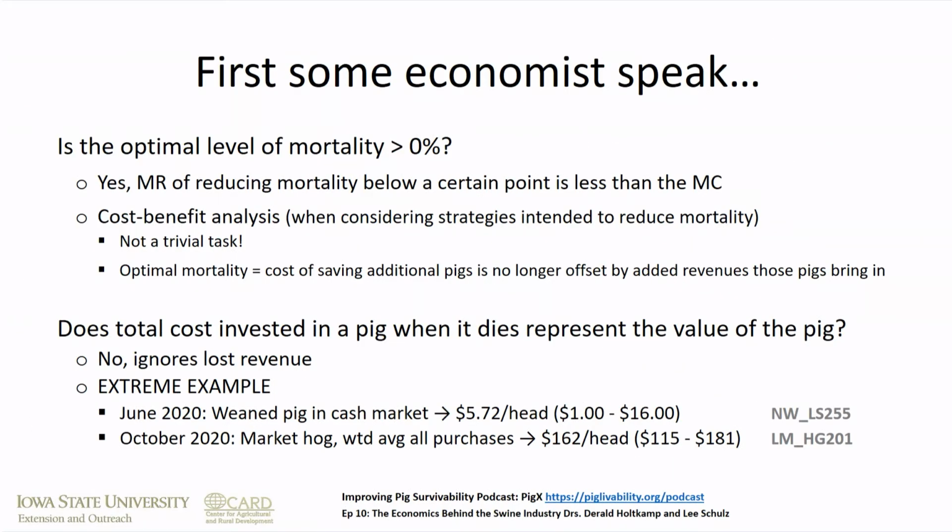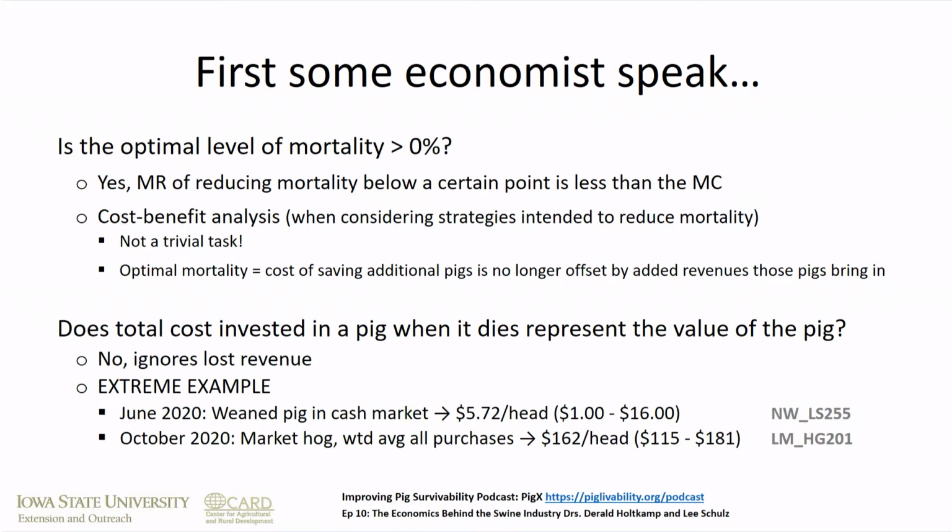So when I think about mortality, and a question being, is the optimal level of mortality greater than 0? It certainly is. And you can think about that as the marginal benefit or marginal return of improving mortality. At some point it flips. It costs more to save that last pig than that last pig is worth.